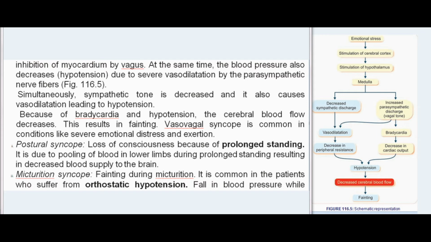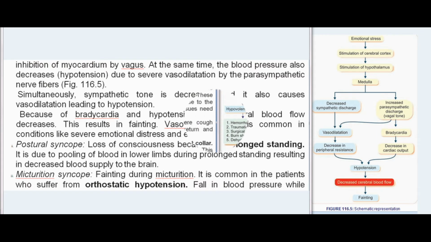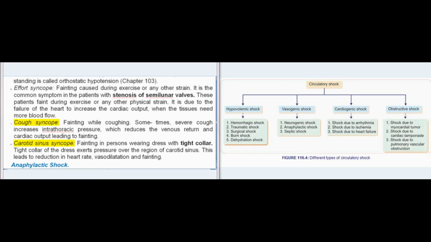Postural syncope, loss of consciousness because of prolonged standing. It is due to pooling of blood in lower limbs during prolonged standing, resulting in decreased blood supply to the brain. Micturition syncope, fainting during micturition. It is common in the patients who suffer from orthostatic hypotension. Fall in blood pressure while standing is called orthostatic hypotension, Chapter 103.